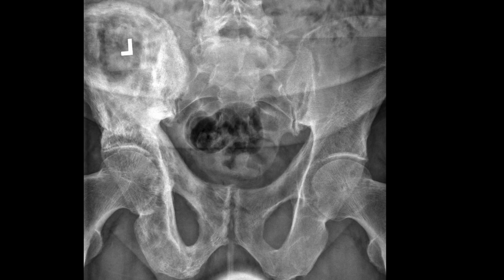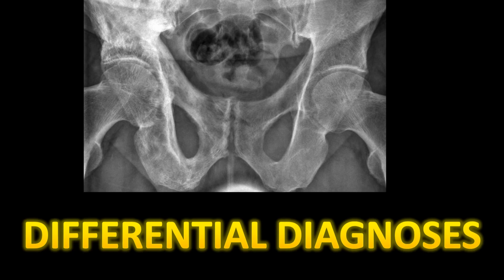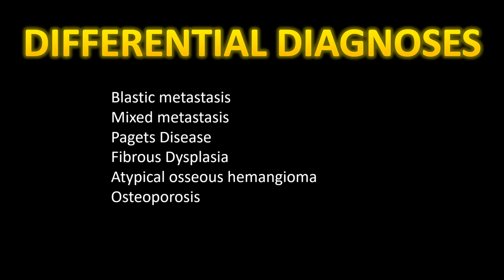And let's zoom out to take one last look at the pelvis before coming up with a differential diagnosis. And here's a list of differential diagnoses to consider in this case. We have blastic or mixed metastasis, Paget's disease, fibrous dysplasia, atypical osseous hemangioma, and osteoporosis.